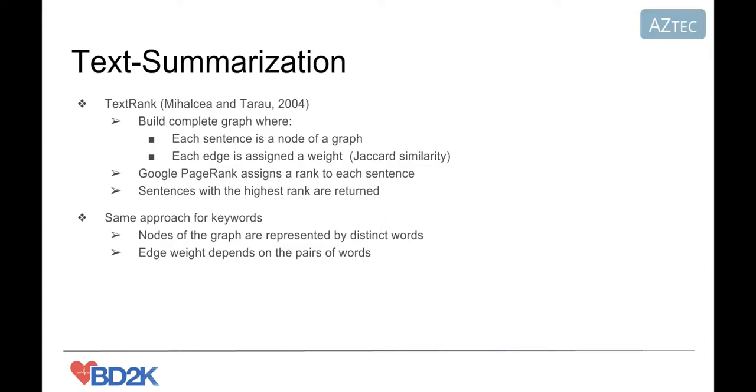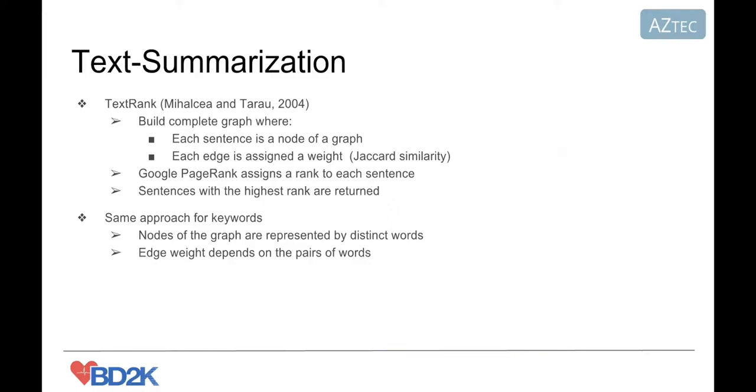So I won't go into too much detail, but I'll give a quick and simplified overview of the technique to summarize the text. So we use this TextRank approach. And basically, we start with a complete graph where each sentence is a node in the graph, and each edge is assigned a weight given by the similarity of the connected sentences.